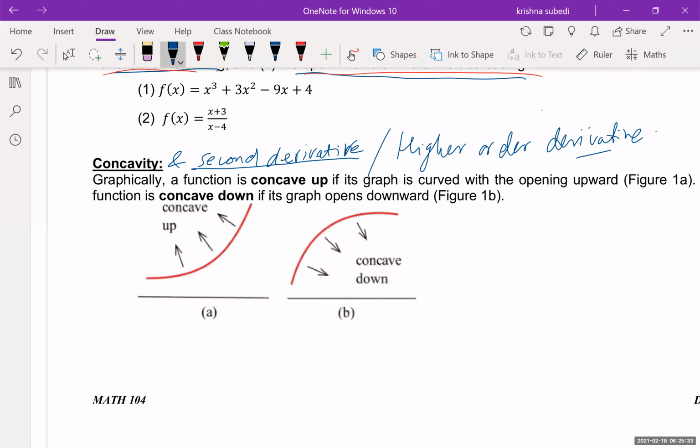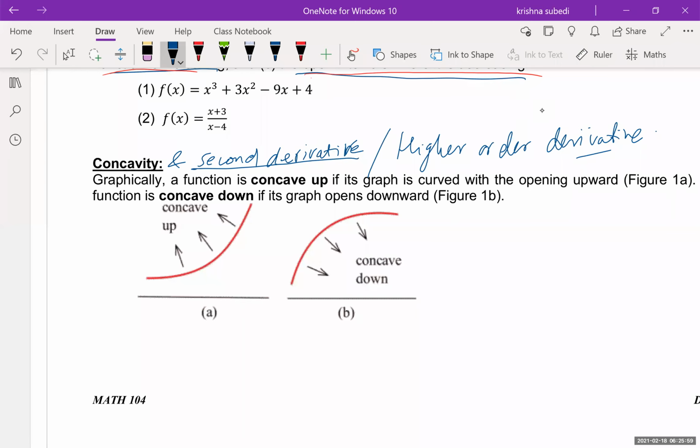As I told you earlier, this section has been divided into two parts. In part one, we talk about the critical points and increasing and decreasing intervals for the given function. And in this part, we focus our attention on the concavity. At the same time, we'll also discuss the second order derivative and higher order derivatives.